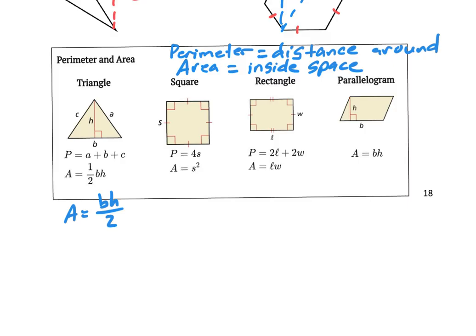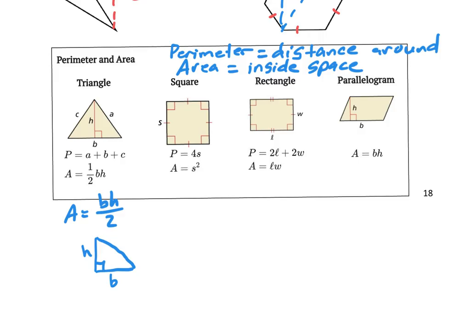Notice that in this case, the height is not a side of the triangle, okay? It could be if I had a right triangle like this, this could be my base and this could be my height. So the height could be a side, but it doesn't have to be a side. But it does have to be perpendicular. It has to make a right angle.